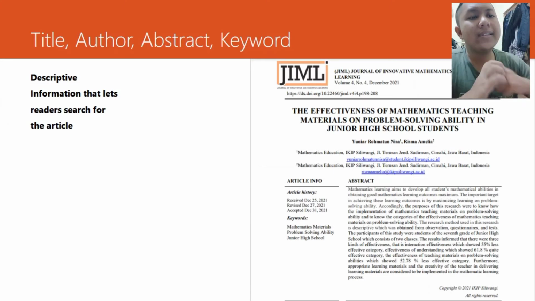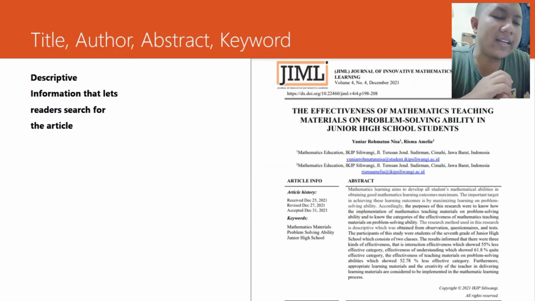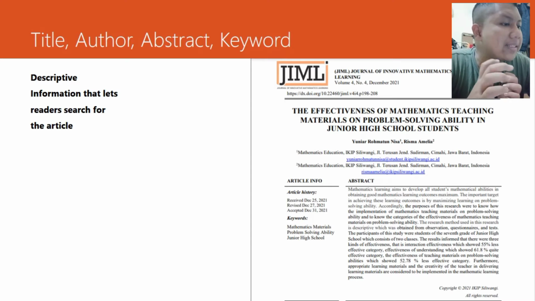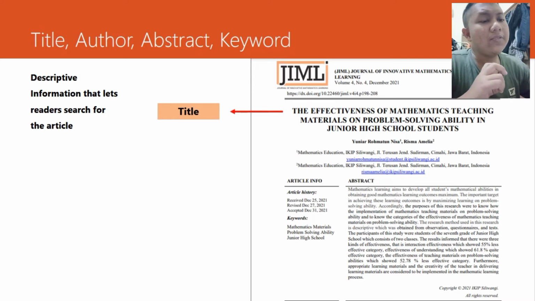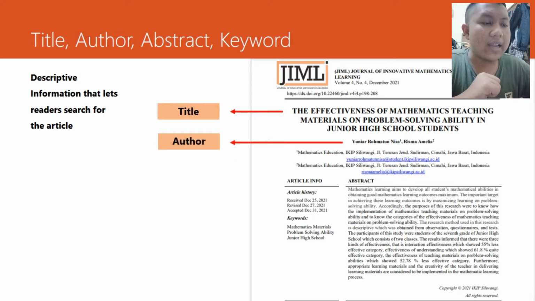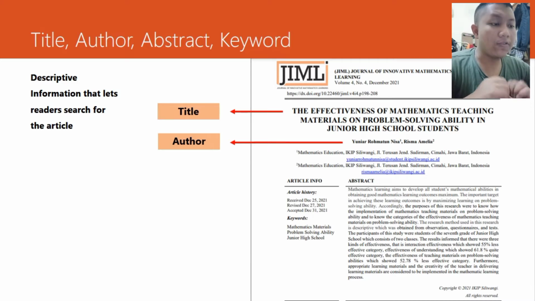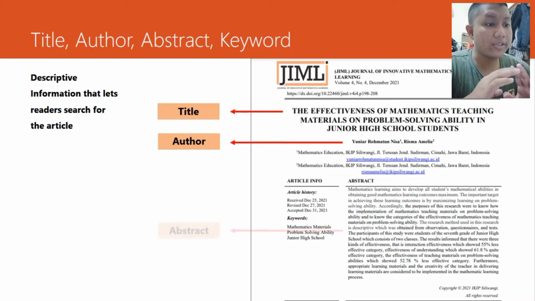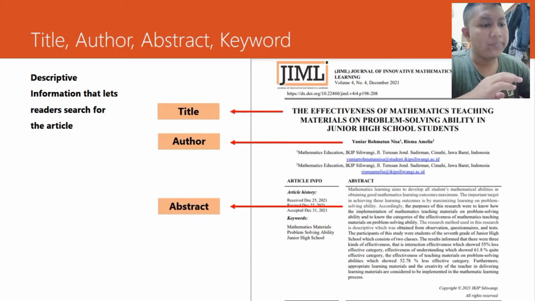Okay, we will start to analyze an article. We have here an article under the title, The Effectiveness of Mathematics Teaching Materials on Problem-Solving Ability in Junior High School Students. Okay, this one is the title. This article is written by Yunia Rohmatunisa and Risma Amelia. Of course, this is the author of the article.